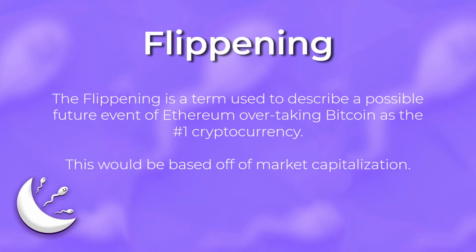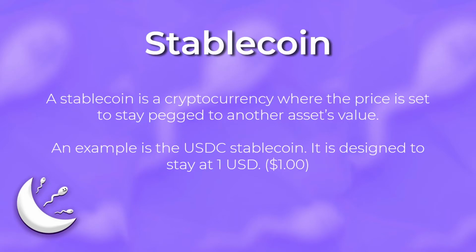The flippening is an event that hasn't happened yet. It may never happen, but people say that Ethereum could overtake Bitcoin, and if this were to happen, then this would be called the flippening. Now, for it to pass it, it would need to pass it in market capitalization. So once again, that's total supply times price. Currently, Bitcoin is way ahead of Ethereum, so it might take a little bit if this is ever going to happen.